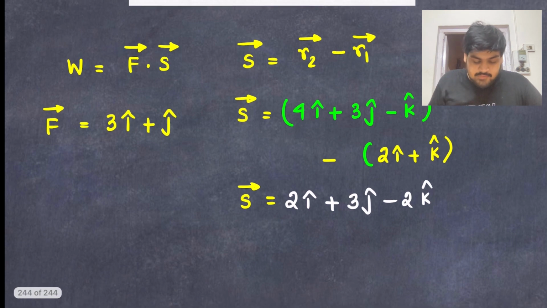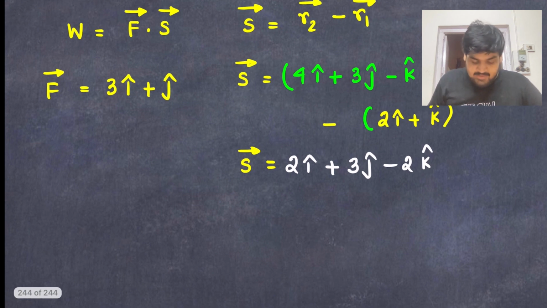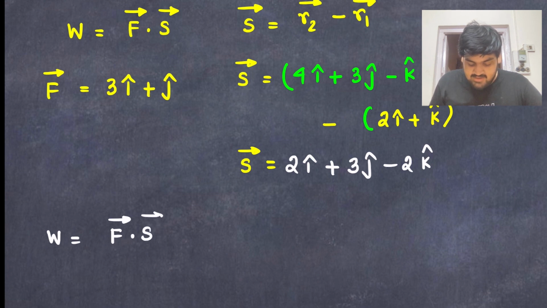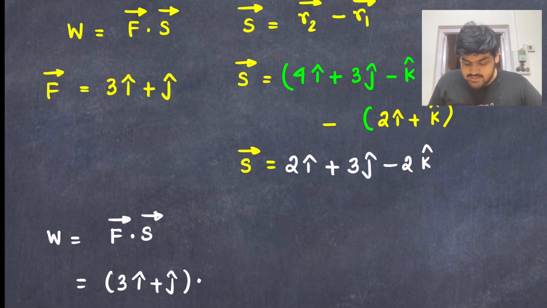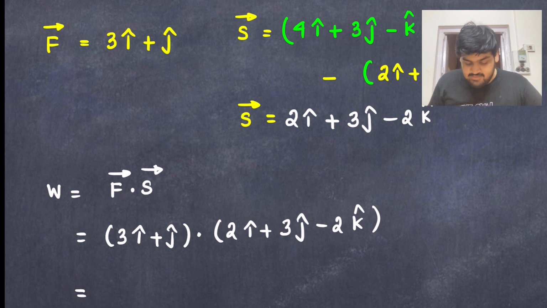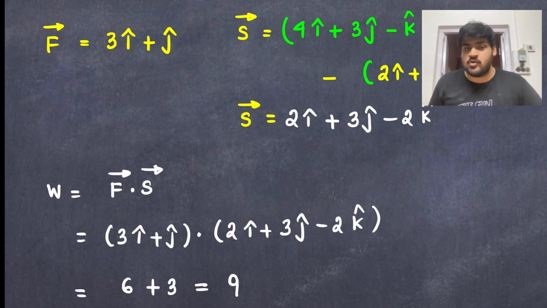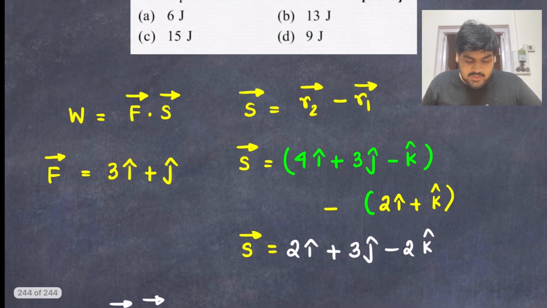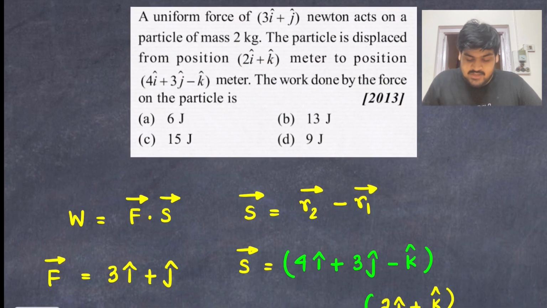So that means we have got force vector and we have got displacement vector, right? So what will be the work done? Work done will be F dot S, right? So this will be 3i cap plus j cap dot 2i cap plus 3j cap minus 2k cap, right? Now if you take the dot product, this will be 6 plus 3, so that means this will be 9. Okay, I am assuming that you know dot product. So the work done will be 9. So the correct option to this question will be option number D, 9 joule.